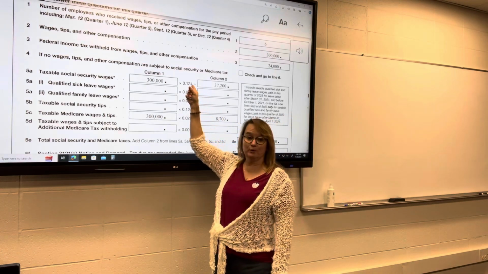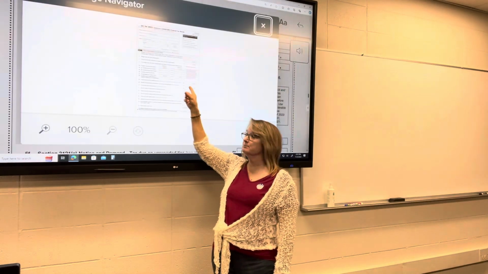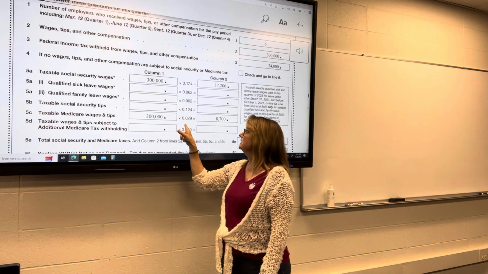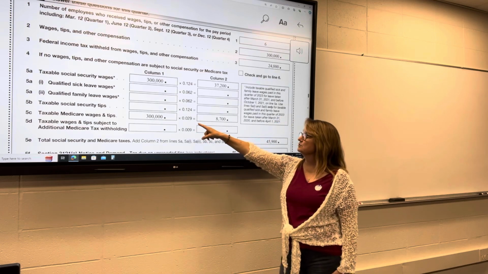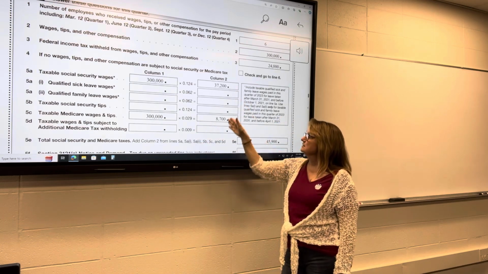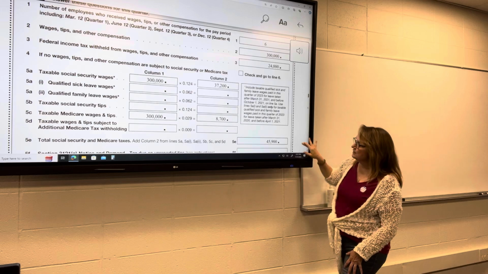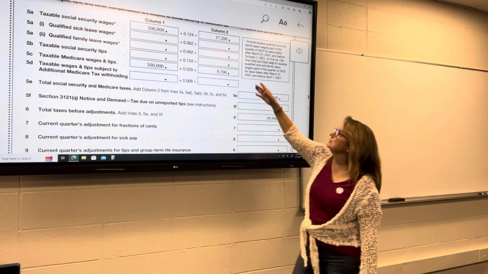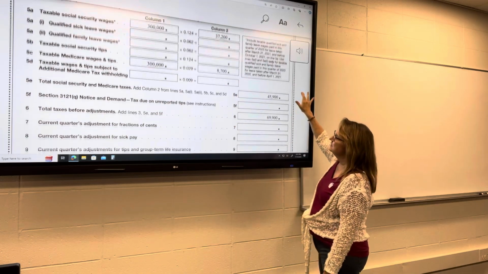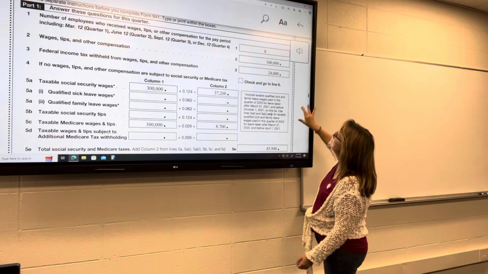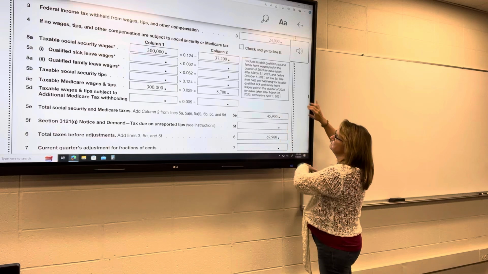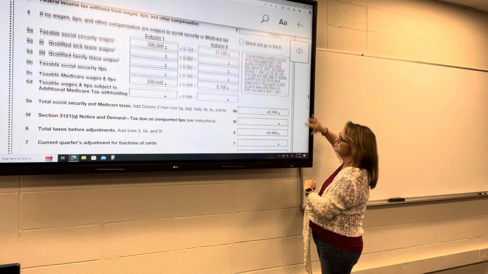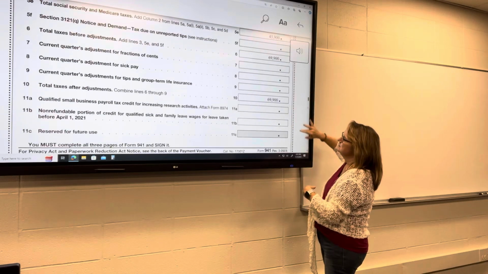Multiplied by 12.4%, so this is both halves, employer and employee half of the Social Security tax. Down here, multiplied by 2.9%, so both halves of the Medicare tax, to calculate those out. And then over here, line 5E is the total of these columns. Line 6 is the total of the 45.9 plus the amount of federal income taxes that were withheld, 69.9.